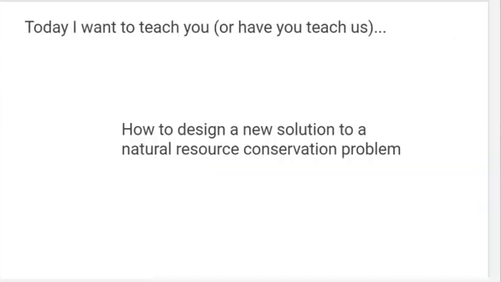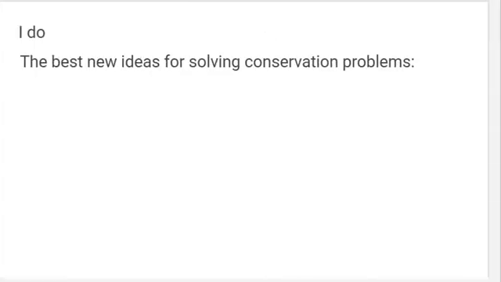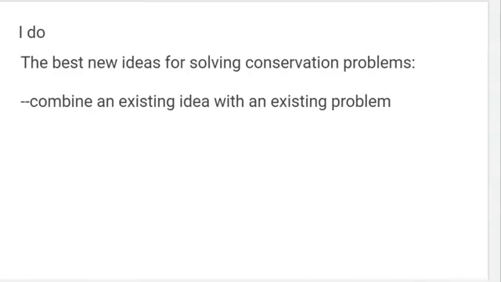So with all that in mind, today I want to teach you how to design a new solution to a natural resource conservation problem. The best new ideas for solving conservation problems, as I said a minute ago, have two features. One, they combine an existing idea, like a thing that already exists, with an existing problem. We're going to take something we've invented in one place and apply it to a new problem. That way you're not inventing something from scratch, which is cool too, but it's tough to do.